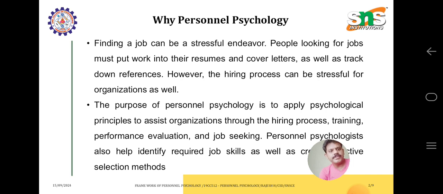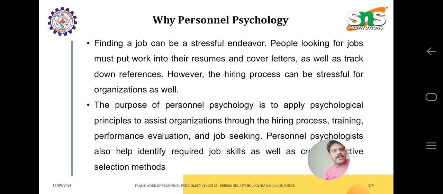Take a situation like finding a job. It could be a stressful experience for a candidate, because the candidate has to articulate the resume, CV, cover letter, etc. From the career objective to the references, the candidate has to make things understandable, with well-articulated statements. The same goes for the organization, which also faces stress while hiring candidates.